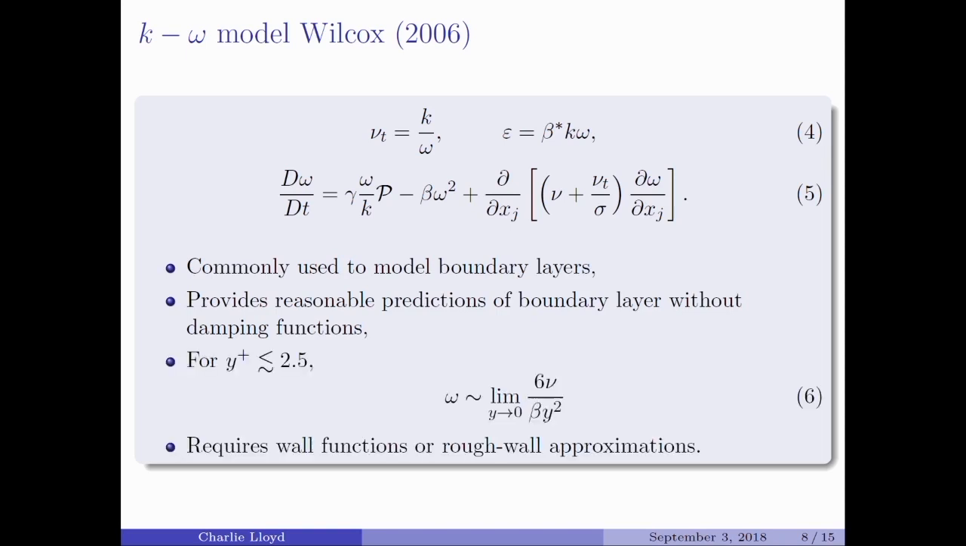But there is a problem with this model in that near the walls, omega goes like 1 over y squared. There's been a little bit of work to estimate how large this error can be when you're trying to discretize a function that goes to infinity at the wall. But what engineers typically do is either use a wall function to impose omega at the first cell near the boundary, or they use a rough wall approximation, which essentially ignores this and equates omega to a kind of roughness constant on the wall.